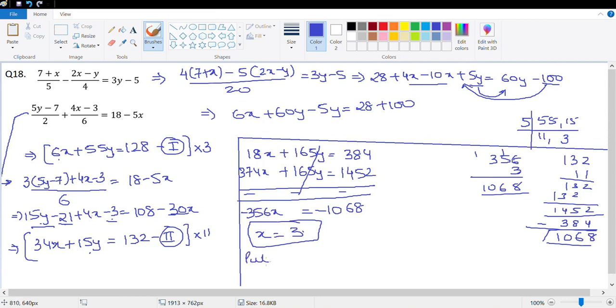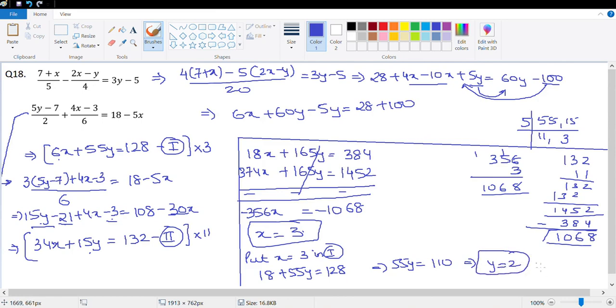So put x is equal to 3 in which equation? Let's put it in the first one. What I have is 18 plus 55y is equal to 128, which means 55y is 128 minus 18, that's 110, which means y is equal to 2. So let's put it in the solution set form: (x, y) is equal to (3, 2).